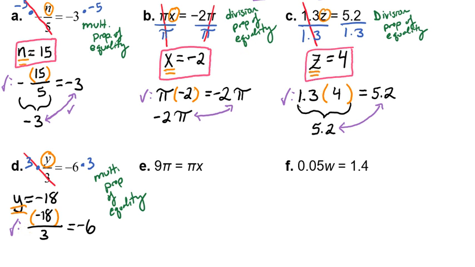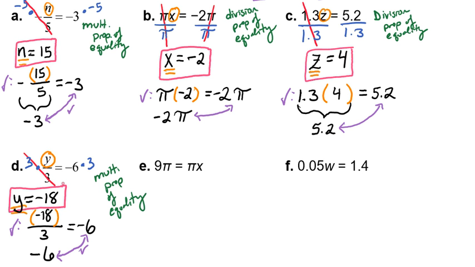And then when we do the math on the left-hand side, we see that negative 18 divided by 3 is negative 6, and we should know that. And so when we compare our left side, or our answer on the left, to the right side, we see that they match, which means our y equals negative 18 is the solution to this problem.